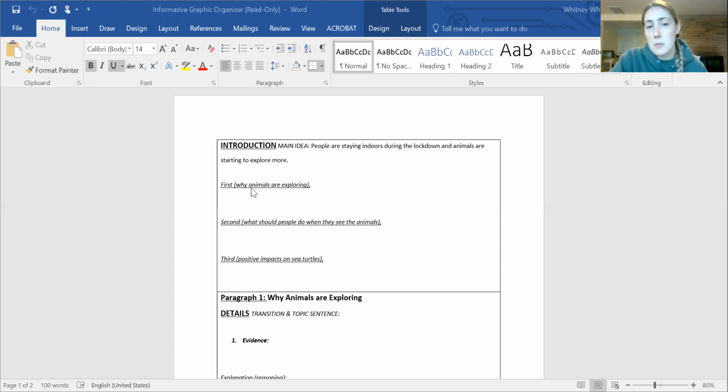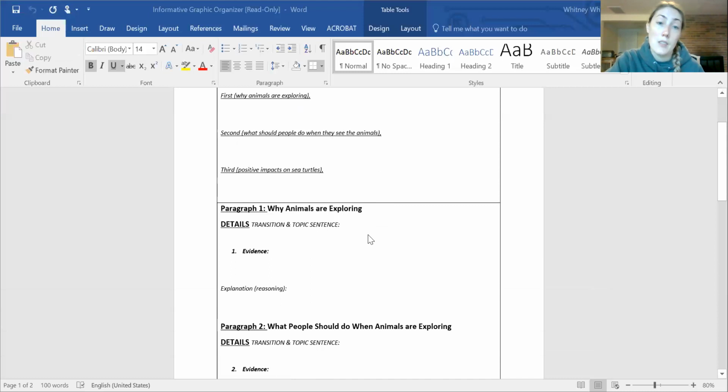And then you're going to give some reasons why that's happening. So these are all different parts in the article that you'll see. So first, in this section, you'll see why animals are exploring. Second, what should people do when they see the animals? And third, they go more in detail about sea turtles. So what are some positive impacts on sea turtles? And then each of those paragraphs is going to go into more detail about that topic.